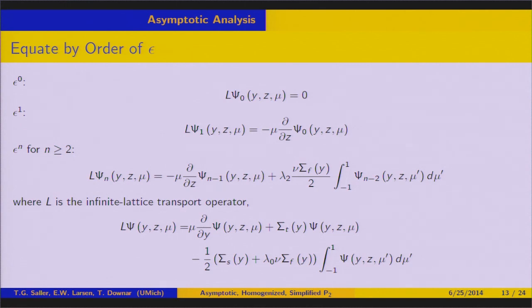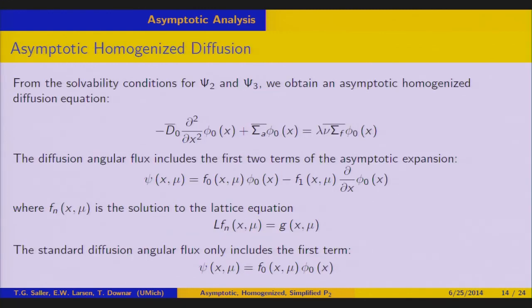Most of what I did theoretically is solving these sequentially. And while you're going along, once you get to n greater than 2, you have a problem where this might not have a solution. And so to force it to have a solution, you have to integrate the right-hand side over space and angle, and that has to equal 0. And that's what we call a solvability condition. And the solvability conditions are nice because they give us equations that we want.